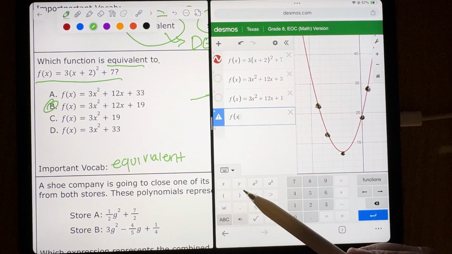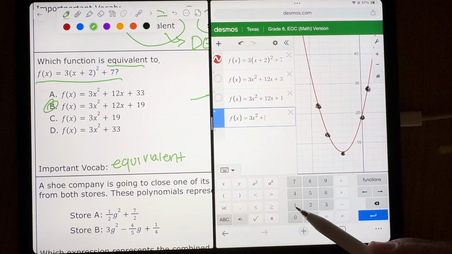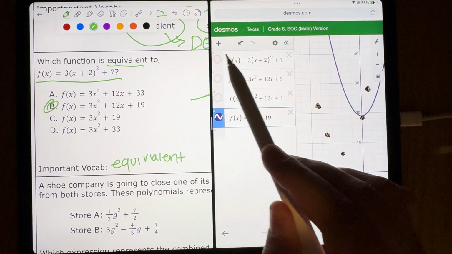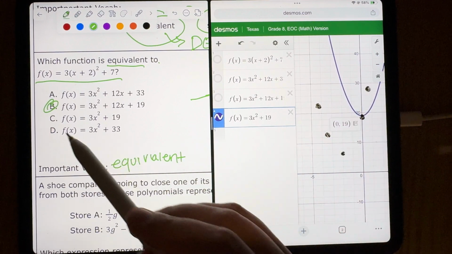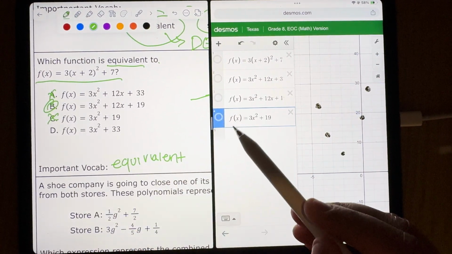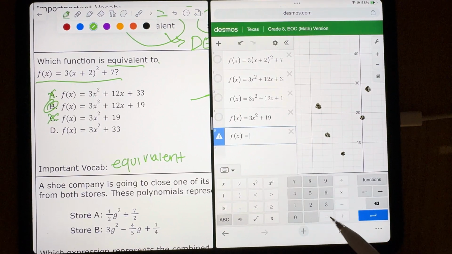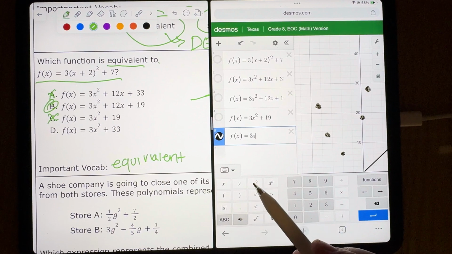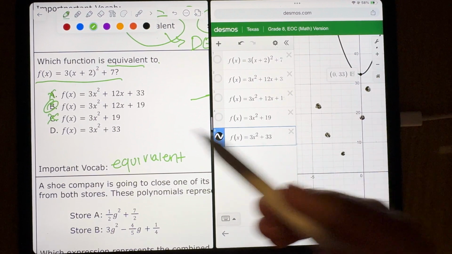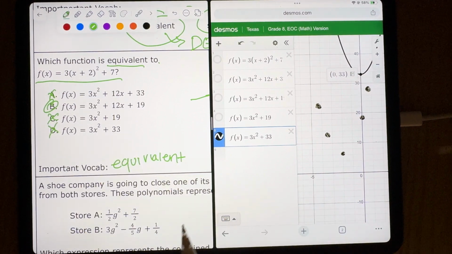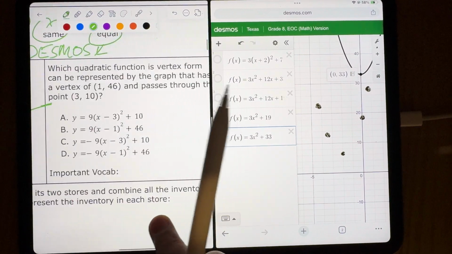Let's go ahead and try C just to be sure, just so we see the difference. F of x equals 3x squared plus 19. So see how this one only touches 1 point. It doesn't touch the other 4. This is not good. So now let's try D. We have f of x equals 3x squared plus 33. This one does not touch any of them, so that would not be my answer. So B would be my answer because it's the same. Now let's check out my next one.